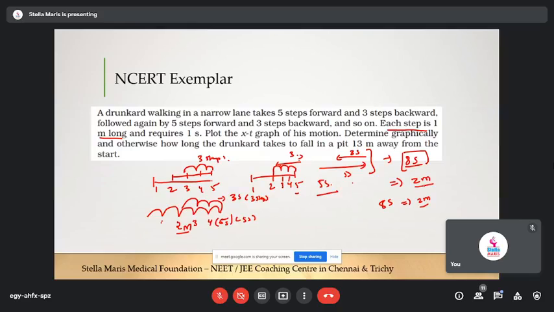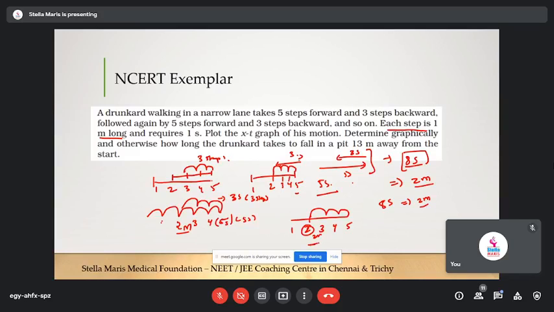to travel 2 meters. That is, 2 meters. Okay. So first 5 steps he goes forward, and from the 5 steps he takes 3 steps backward. So 1, 2, and 3. So he is at the position 2 meters, and again he will take 5 steps forward.